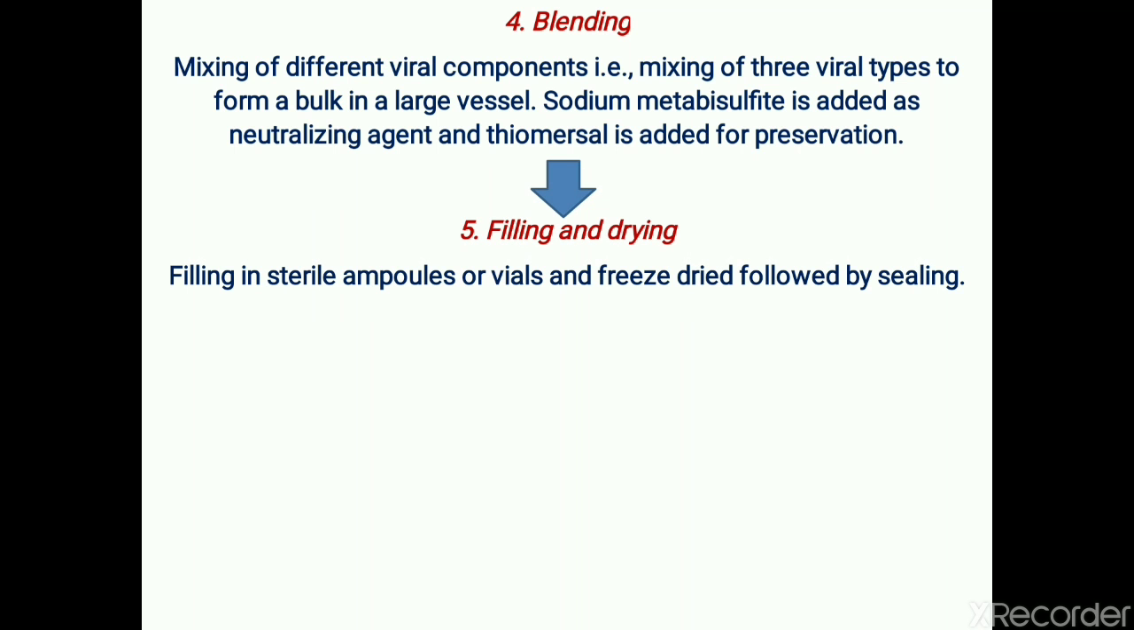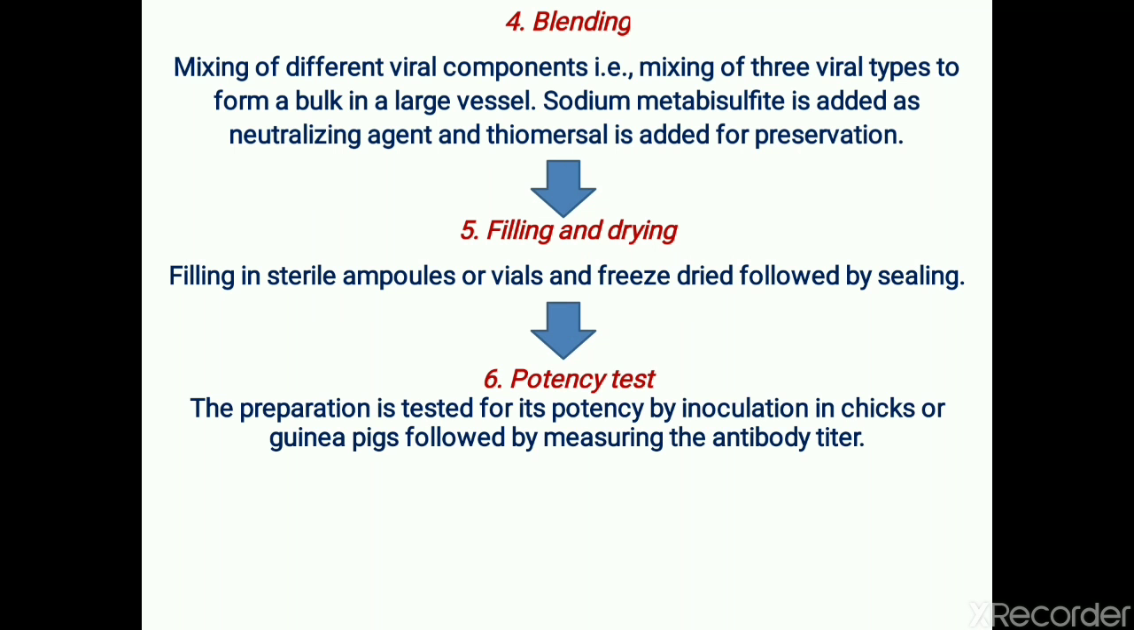Fifth step is filling and drying. Filling is done in sterile ampoules or vials and freeze dried, followed by sealing. Sixth step is potency test. The preparation is tested for its potency, meaning its ability, by inoculation in chicks or guinea pigs, followed by measuring the antibody titer.